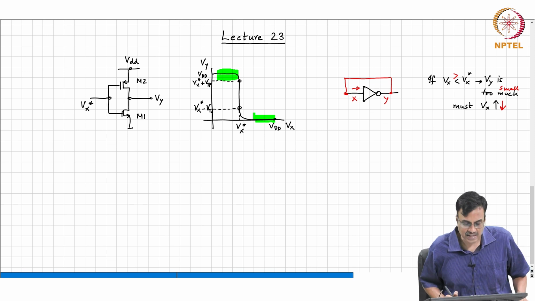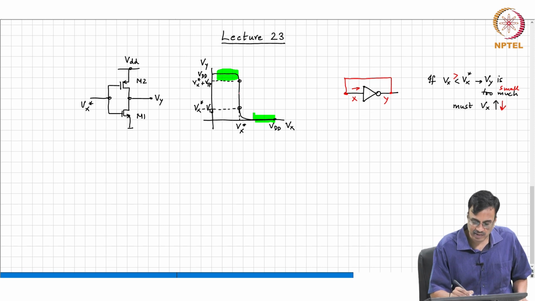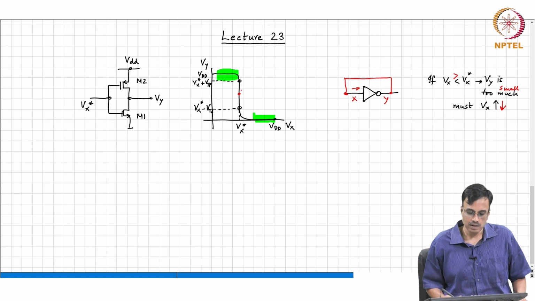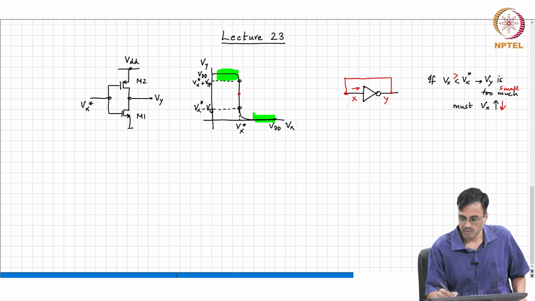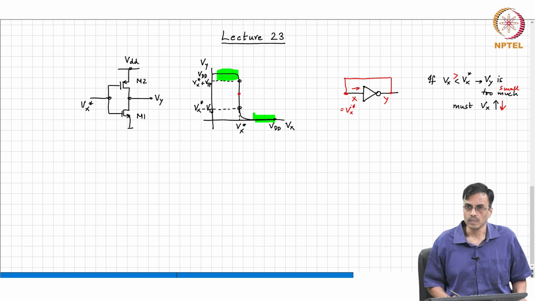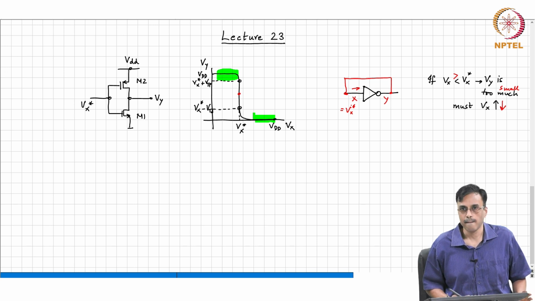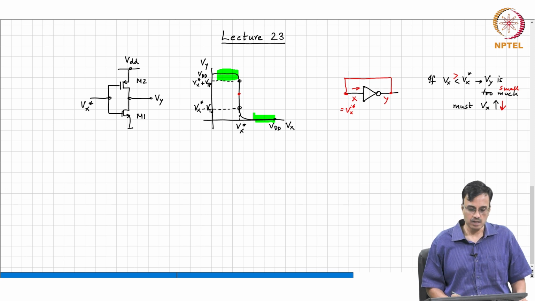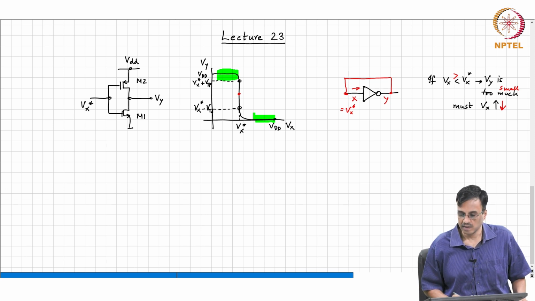And as it stands, we see that if Vx is equal to Vy, which is equal to Vx star, then both the transistors are indeed operating in saturation. So this is a common, clean way of finding that Vx star.